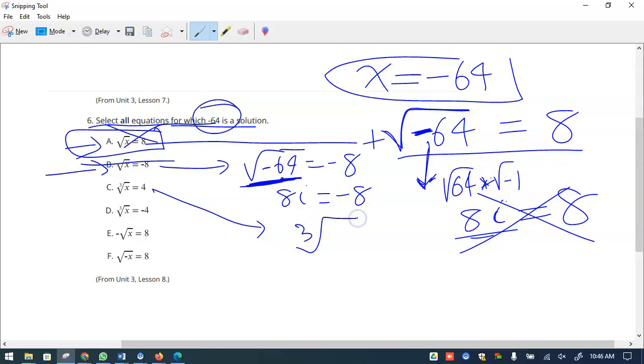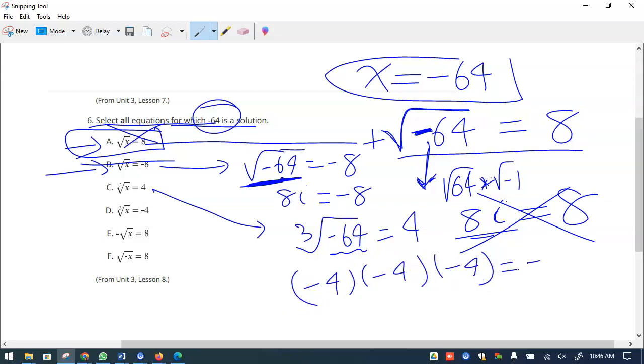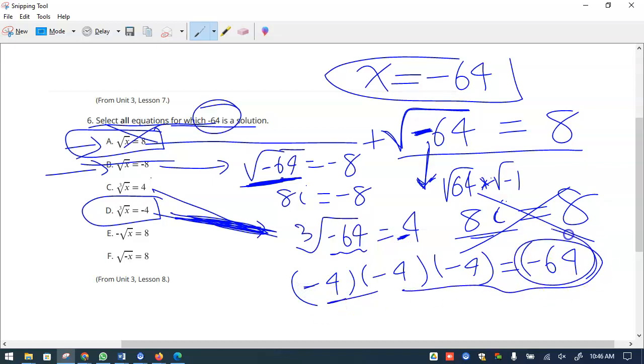Let's put it here. Cube root of negative 64 is minus 4, and this is correct because minus 4 multiplied by minus 4 multiplied by minus 4 is minus 64. Oh, sorry, so this is not a plus 4. This is correct. I'm talking about this one. I'm so sorry. So if we plug in minus 64, it works because minus 4 times minus 4 times minus 4 is minus 64. So cube root of this is true. That means D is correct.